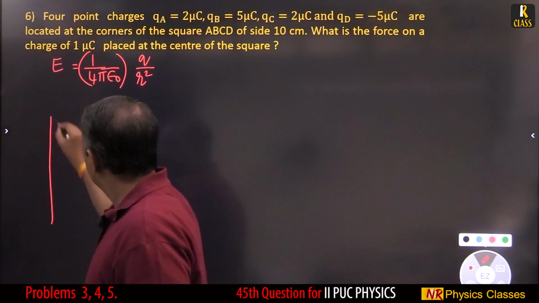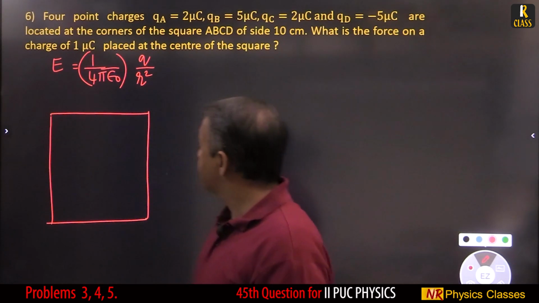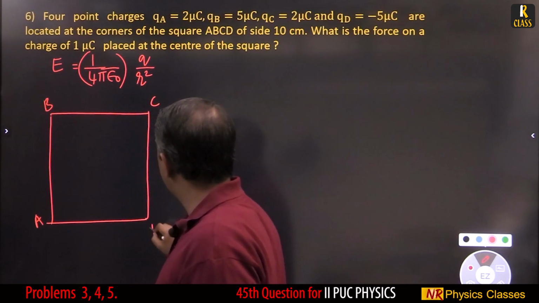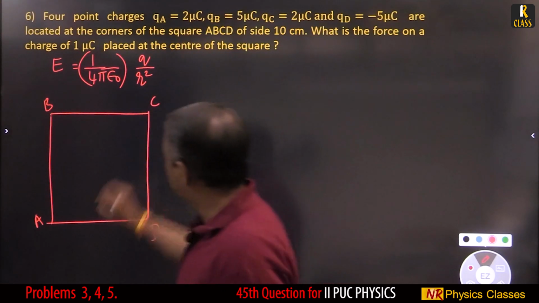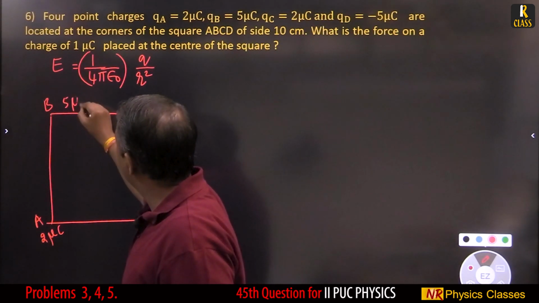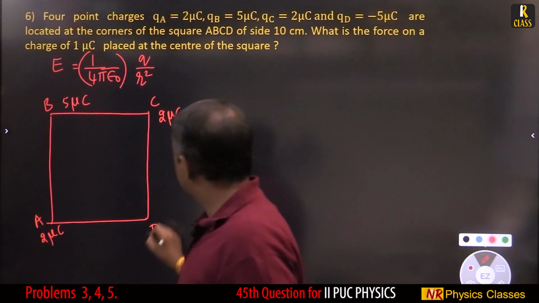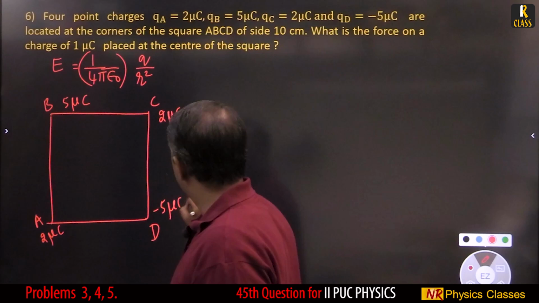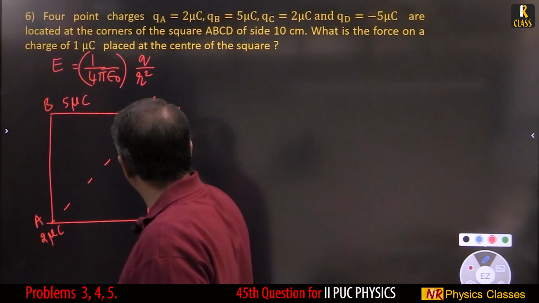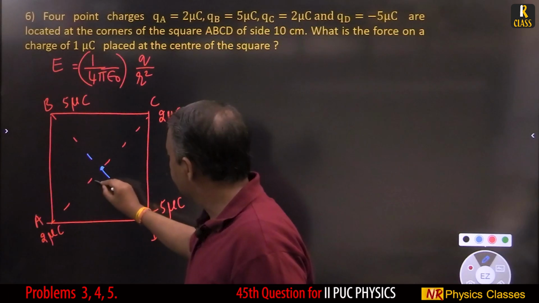Now the diagram. Students, use a scale and pencil. Draw neatly. This is A, B, C, D. At A, 2 microcoulomb. B, 5 microcoulomb. C, 2 microcoulomb. D, minus 5 microcoulomb. After that, we have to find the resultant field at the center. This is the center, O.